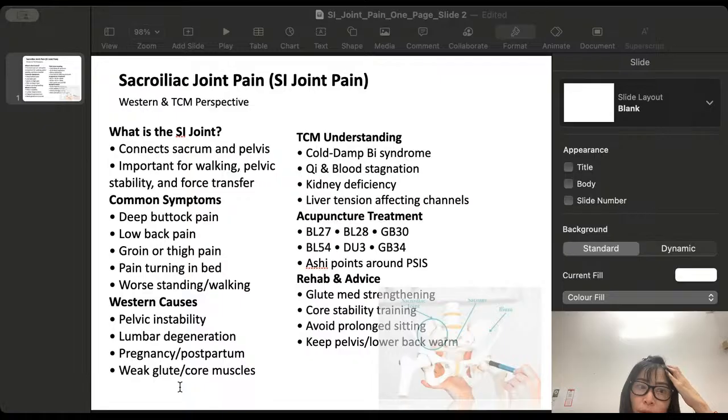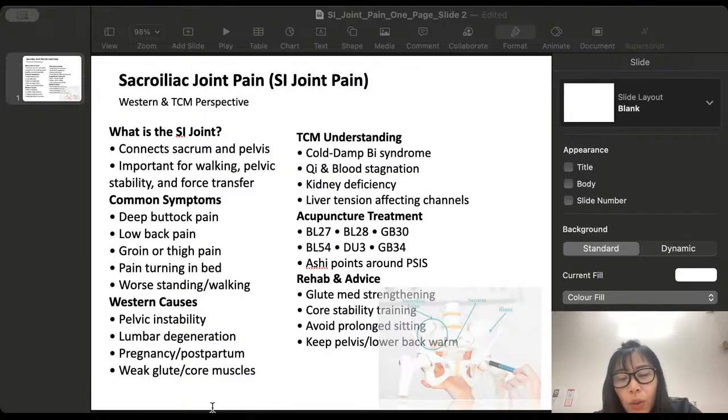But there's one very important clinical clue. Patients often point to the PSIS region. It's a little dimple near the lower back. They say, wow, it hurts deeply right there. That is extremely typical.